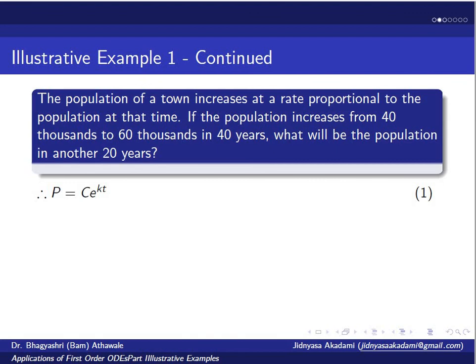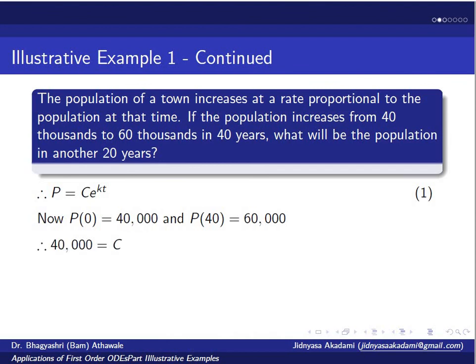And the information is P at t equal to 0, that is P of 0 is 40,000 and P at t equal to 40 is 60,000. So if we put the first value, that means put t equal to 0 in this equation 1 and P equal to 40,000, since e raised to 0 is equal to 1, we get C is equal to 40,000. Putting that value of C in equation 1, we get P is now equal to 40,000 e raised to kt.